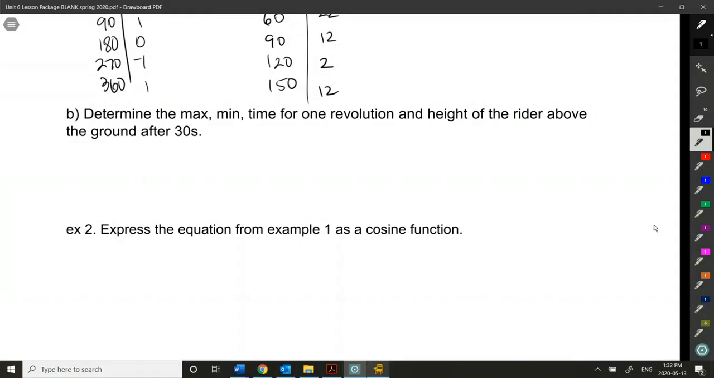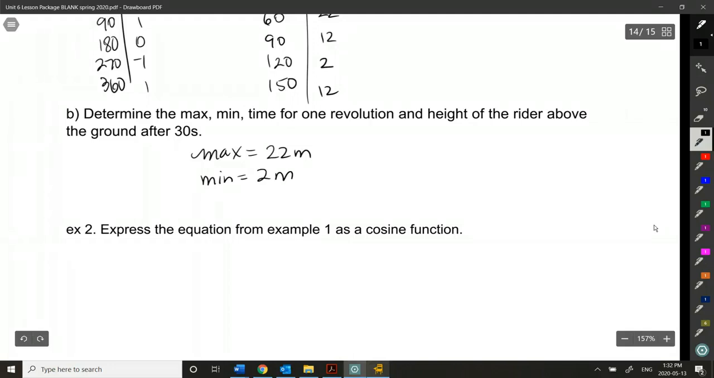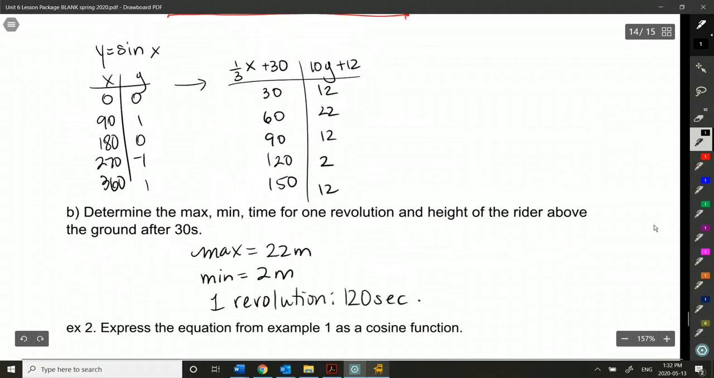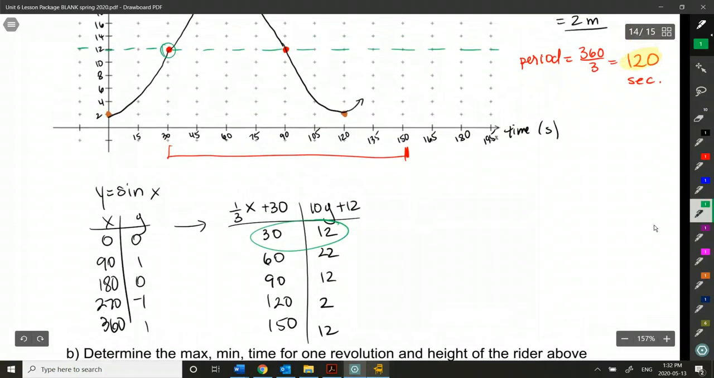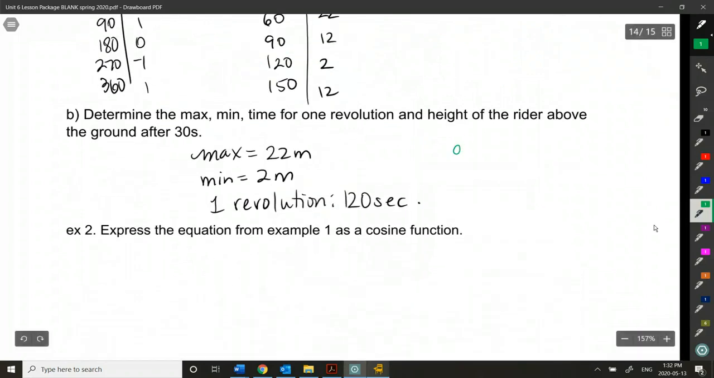So part B, we've already determined all these things. We figured out that the max is 22 meters, the min was 2 meters, and the time for one revolution, or in other words the period, is 120 seconds. And the height of the rider after 30 seconds, we can see that that is clearly 12, and we can see that on our graph here as well. So after 30 seconds, the height is 12 meters.